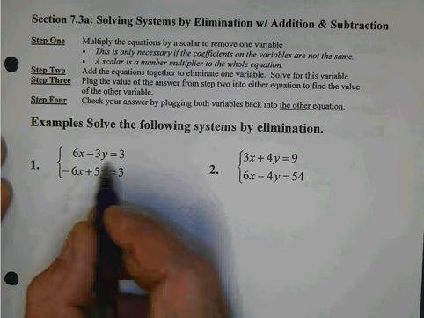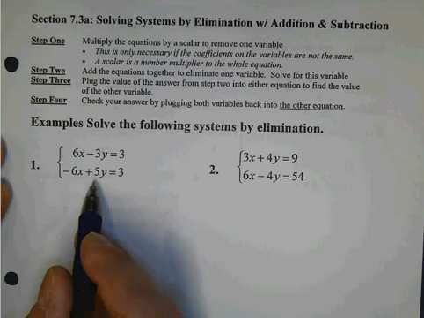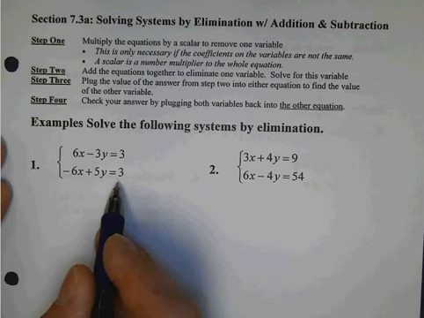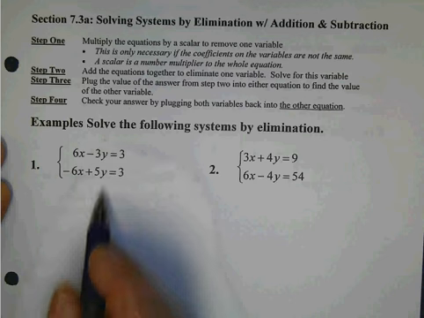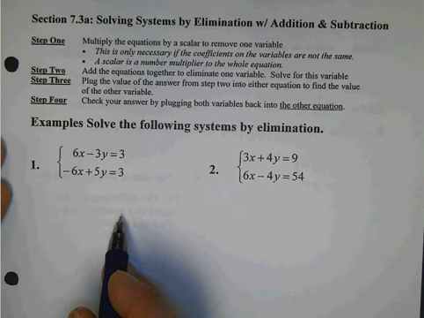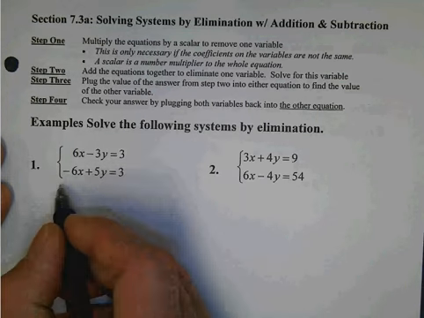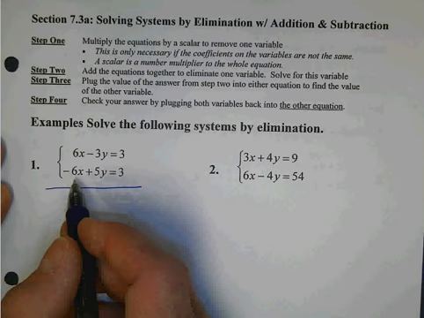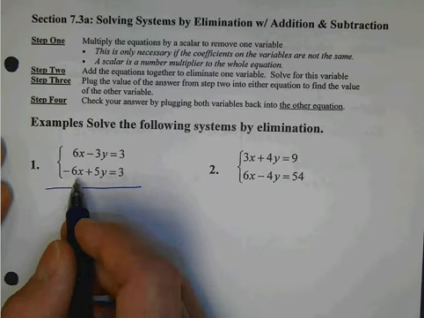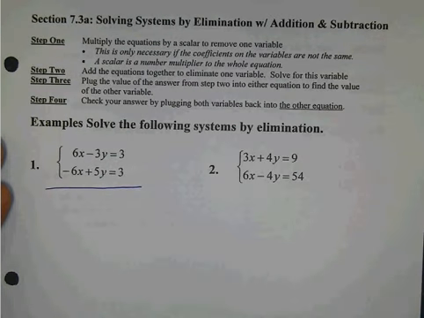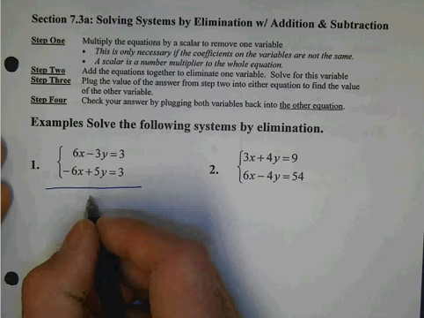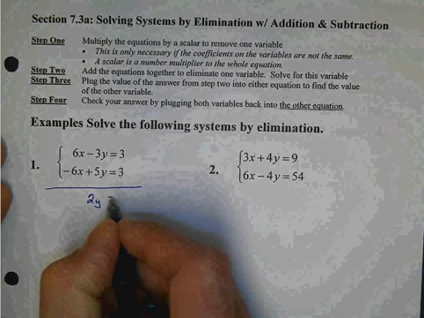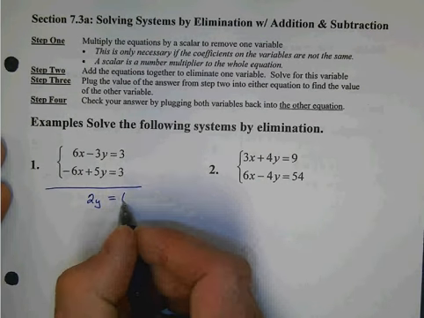We have 6x minus 3y equals 3, negative 6x plus 5y equals 3. I'm going to look at these vertically, and I'm going to think to myself, if I add these 2 up vertically, draw a line underneath, positive 6x and negative 6x effectively just knocked out all the x's. So we eliminated the x's. That leaves us positive 2y equals 3 plus 3, which is 6.